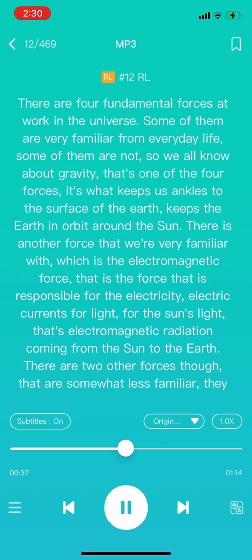They are forces that are at work within the nuclei of atoms. One of those forces is called the strong nuclear force. That really is a force that binds protons to protons, binds the quarks inside of the protons and neutrons, keeping them from flying out. The other nuclear force is called the weak nuclear force. And that's a force that predominantly we know of because it's responsible for radioactivity, radioactive decay. So those four forces, strong nuclear force, weak nuclear force, electromagnetic force, and the gravitational force, those are the forces at work in the universe.